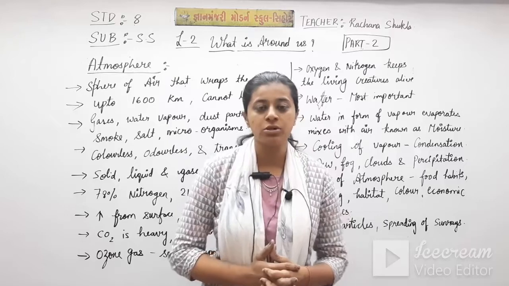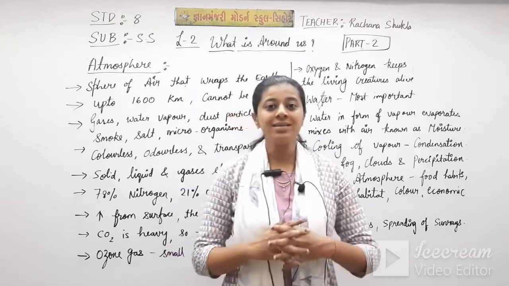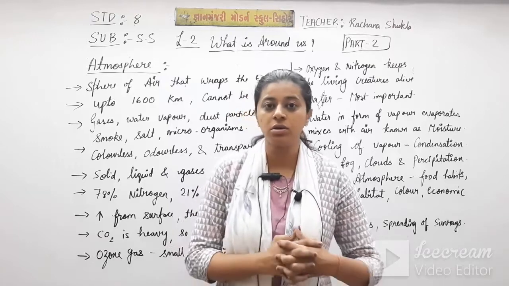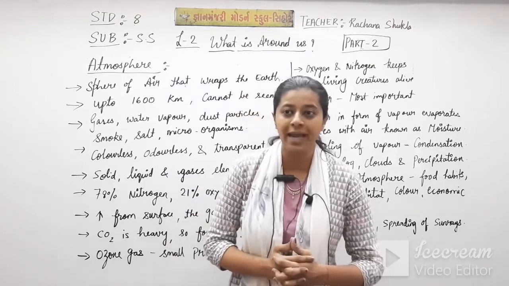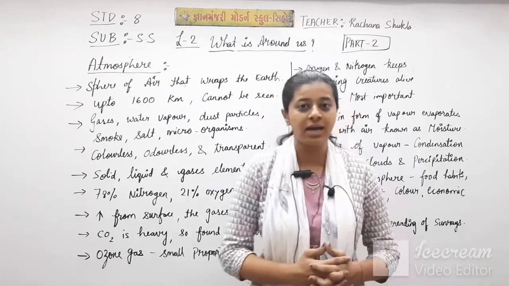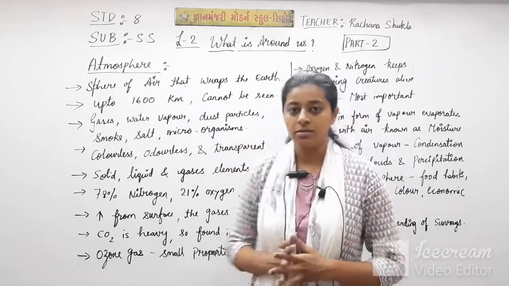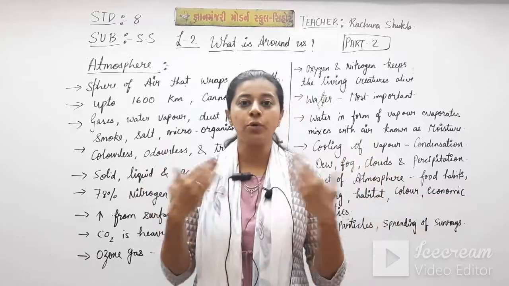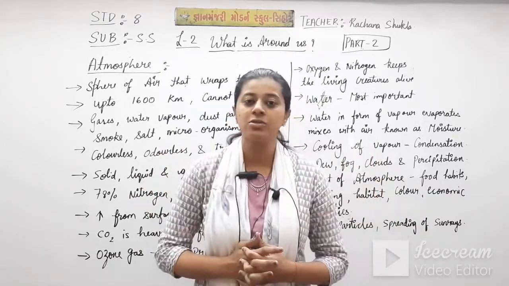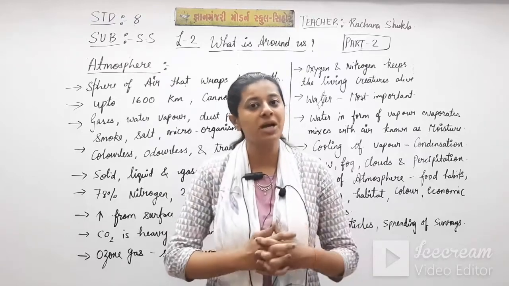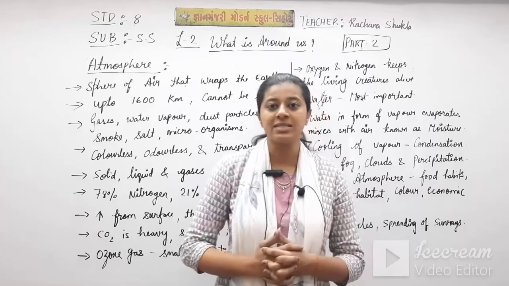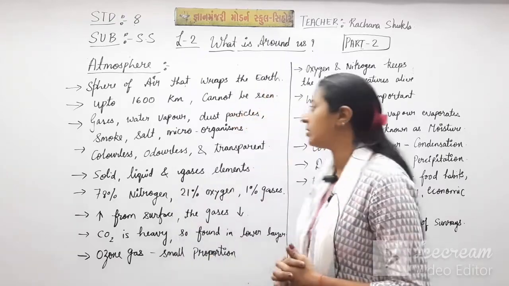Talking about atmosphere, see, there is a blanket of air surrounded around our earth, around the globe, and that blanket of air is known as atmosphere. In other words, I can say that the sphere of air that wraps around our earth, the round earth, that is known as atmosphere. It comprises of many gases. So number of gases are there in atmosphere.